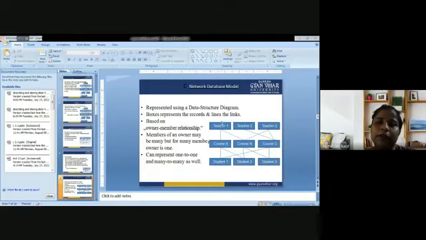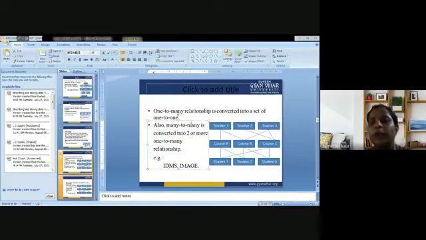It could be defined with the help of a tree-like relation as well. It could be represented as a data structure diagram. Boxes represent the records and lines the links. Based on owner-member relation, members of an owner may be many, but for many members the owner is one. It can represent one-to-one and many-to-many as well. Many students have a relationship with many teachers, as I told you earlier.